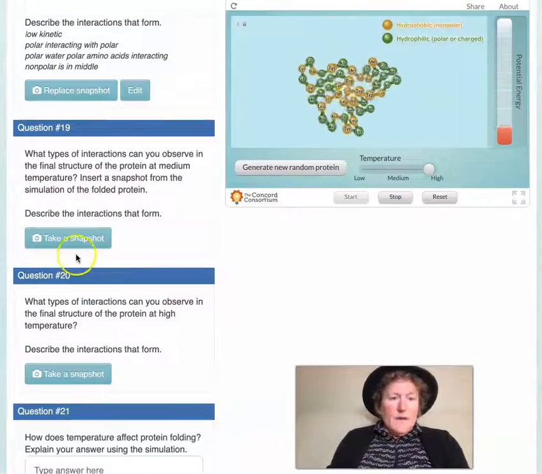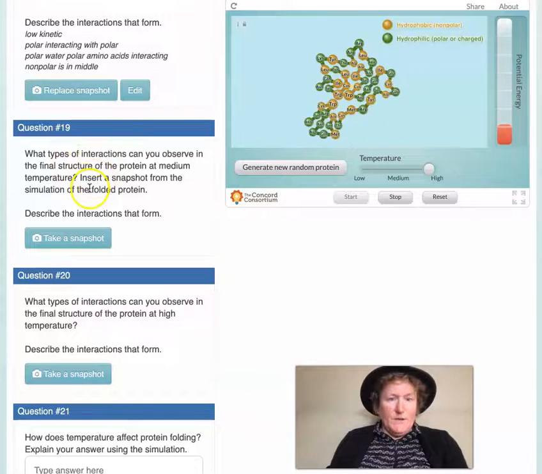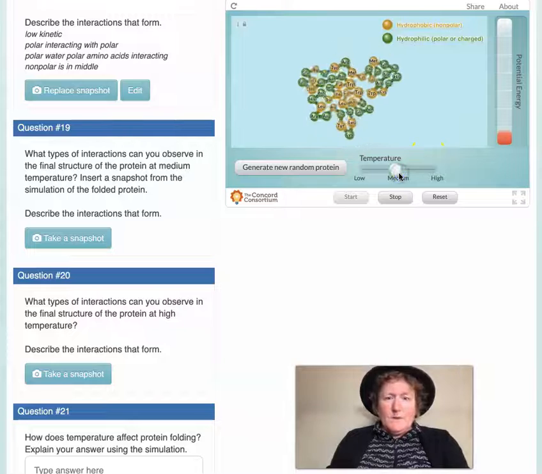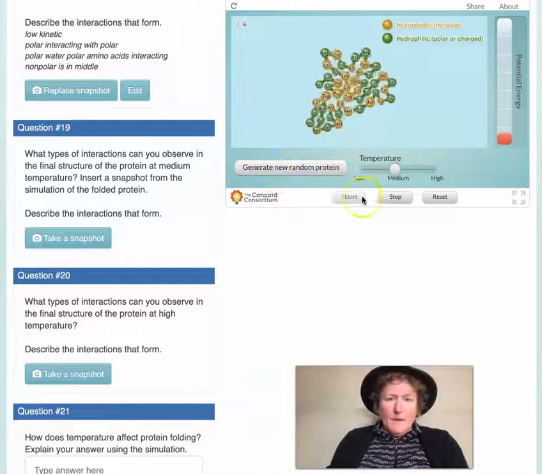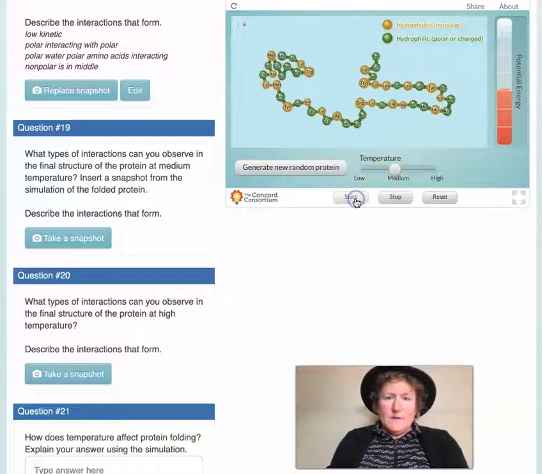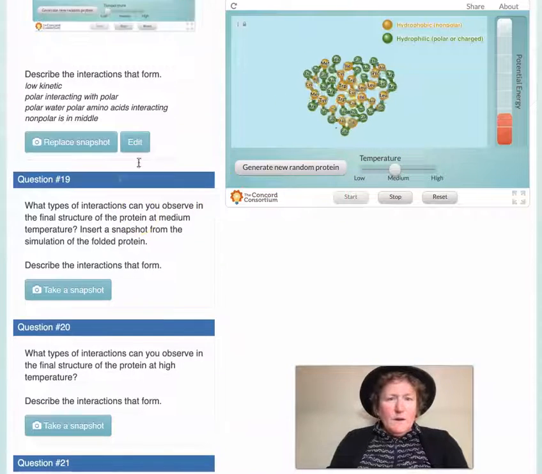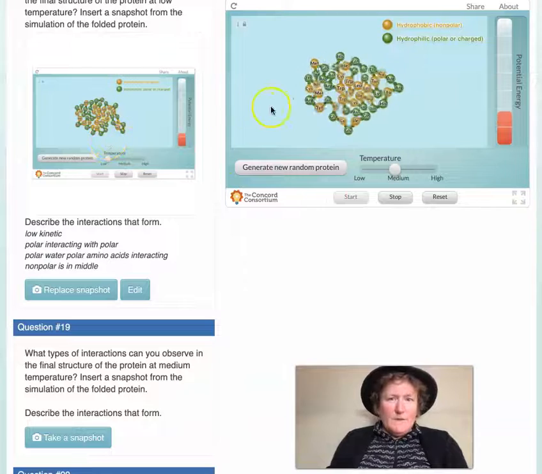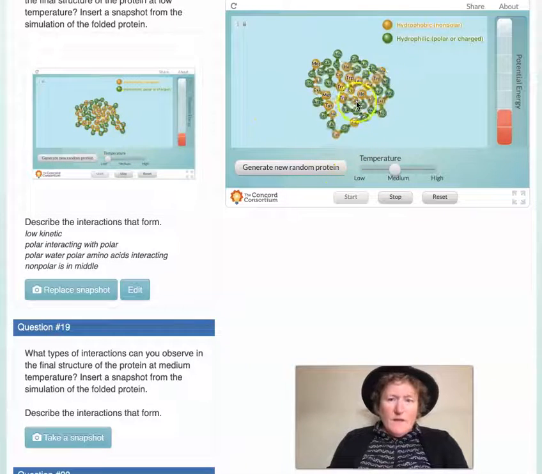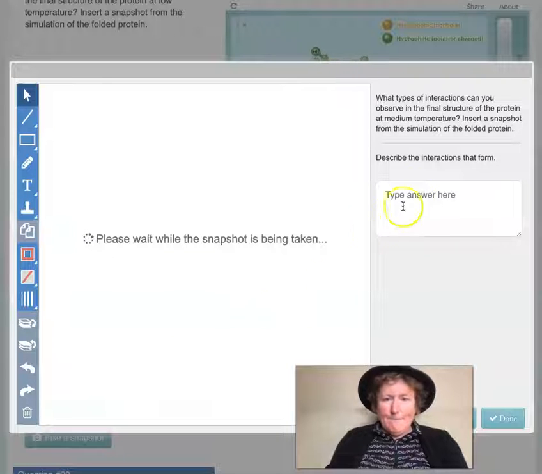Our next question asks us, what types of interactions can you observe in the final structure of the protein at medium temperature? All right, let's go to medium temperature here. Let's reset, go to medium temperature and start it off. If we look at our snapshot here, this protein is a little bit looser and it's got definitely a lot more movement in it. So let's take a snapshot of that here.